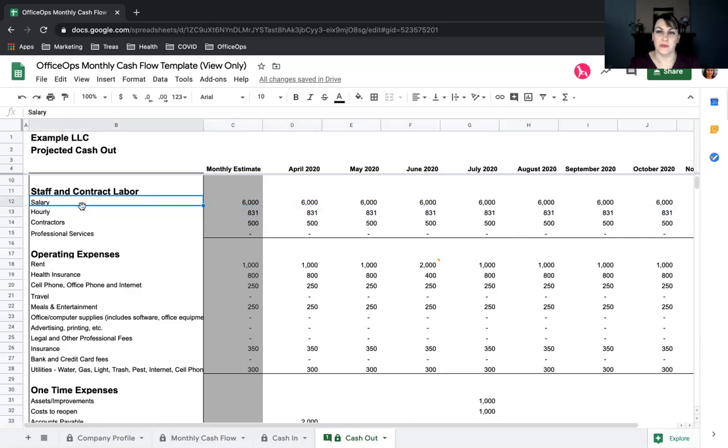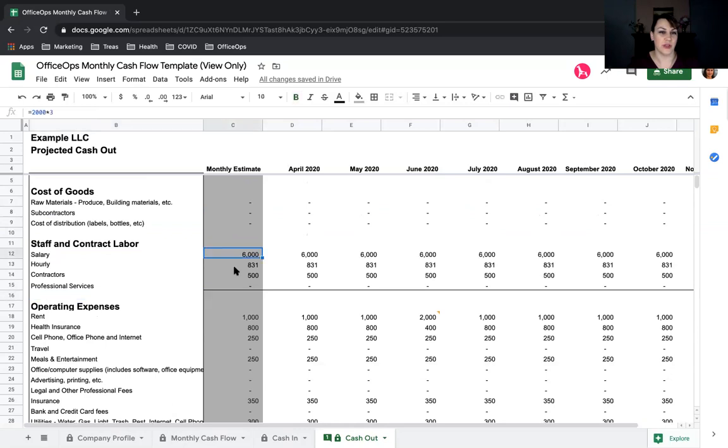Salary is less likely to be variable. It's really more of a fixed cost. Hourly tends to be more variable. Let's say your restaurant is closed, you don't have staff. Your retail shop is open, you don't have a retail person working. So hourly tends to have more fluctuations with your current business situation. Contractors, you could have a social media contractor, a developer, different types. And then professional services, bookkeeper, lawyers, different types.